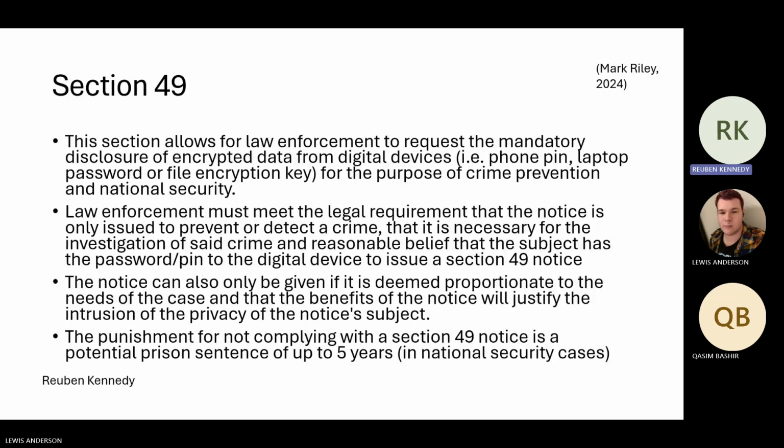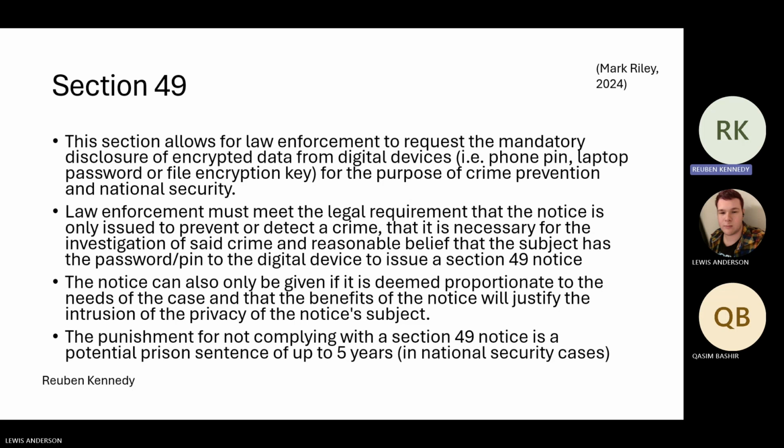So here we have Section 49 of RIPA, which allows for law enforcement to request the mandatory disclosure of encrypted data from digital devices, such as a phone PIN, a laptop password, or a file encryption key, for the purposes of crime prevention and national security.